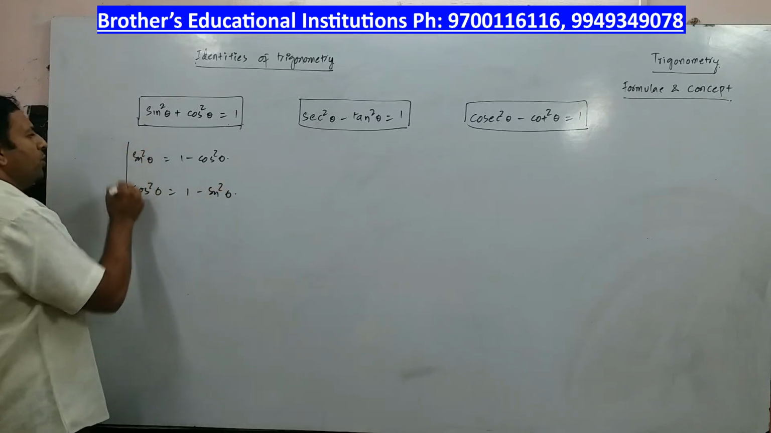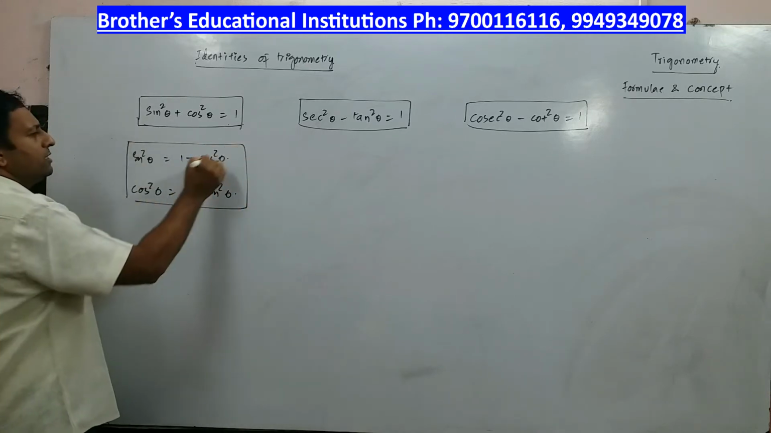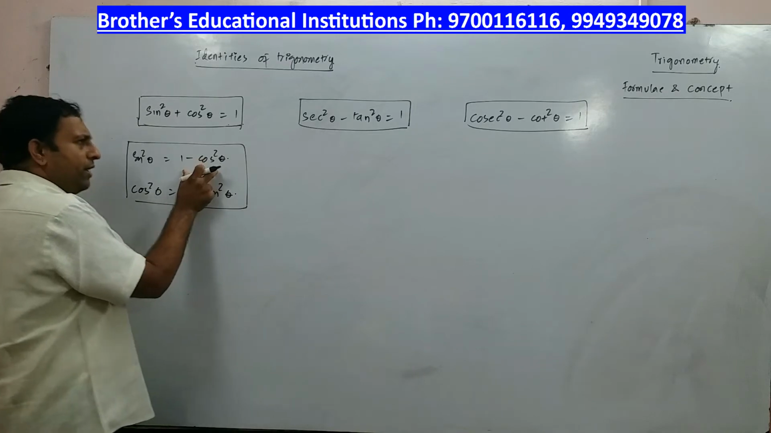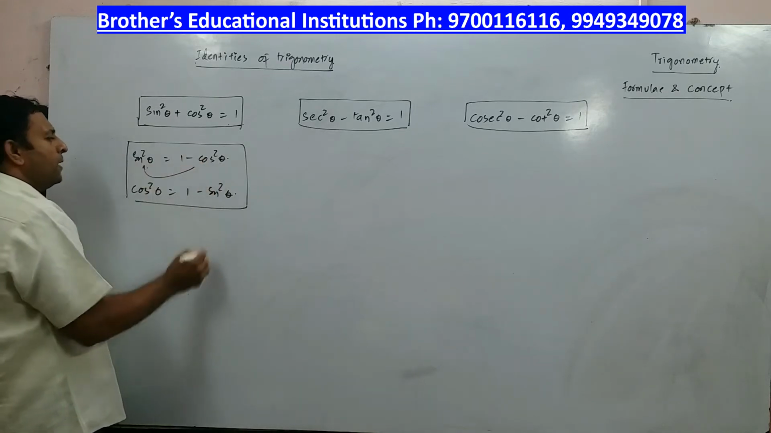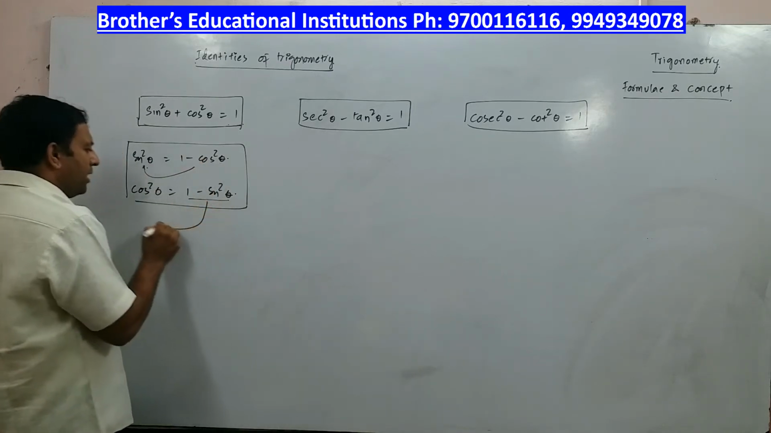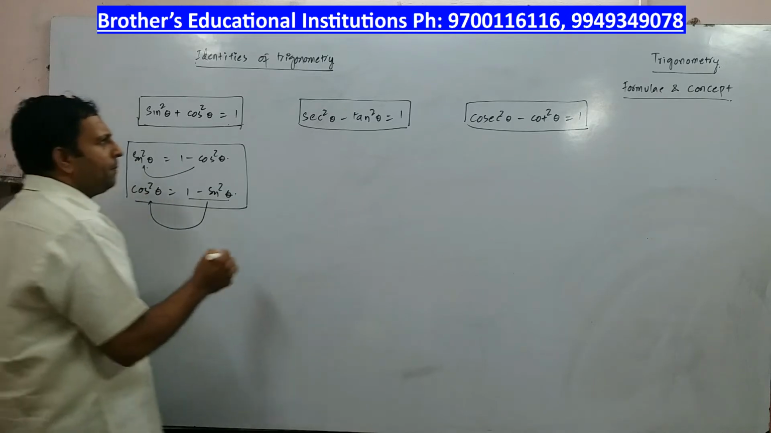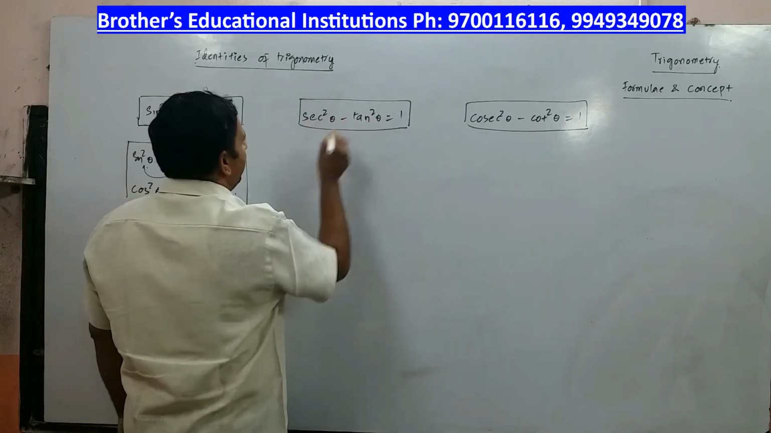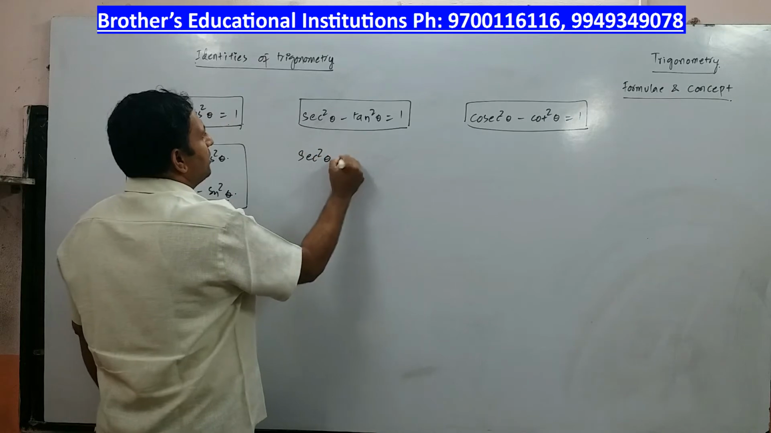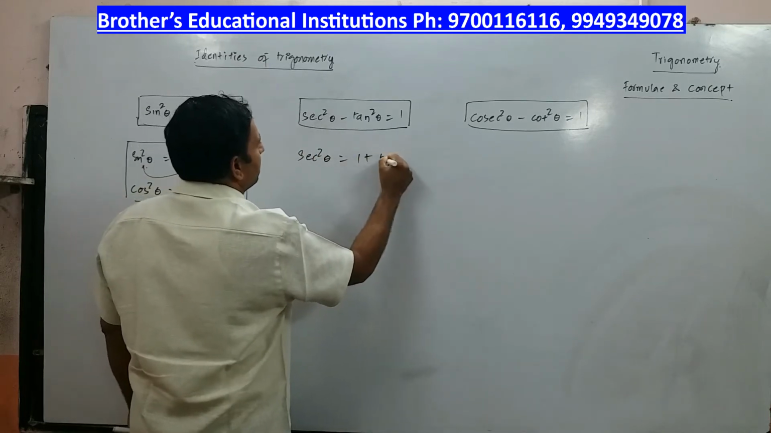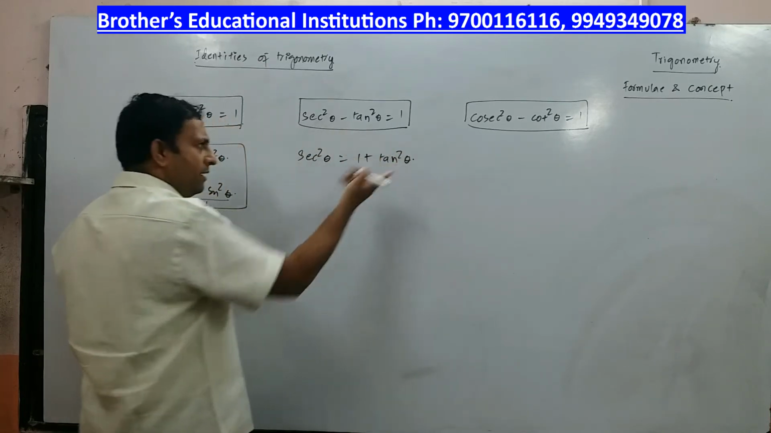Means when I am doing problems, I may come across situations where I get 1 minus cos square theta, that I can replace as sine square. Similarly, I may come across 1 minus sine square theta, I can replace it as cos square theta. Now secant square theta minus tan square theta is equal to 1. Secant square theta is equal to 1 plus tan square theta. I can write that way also.